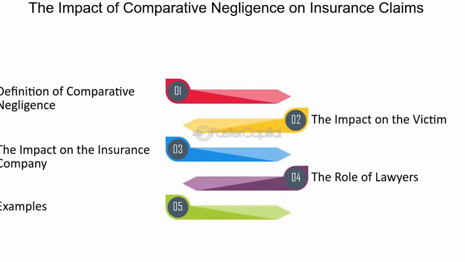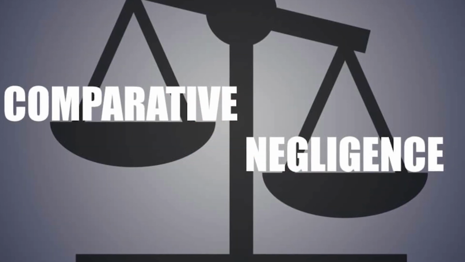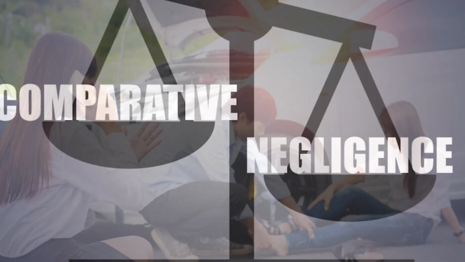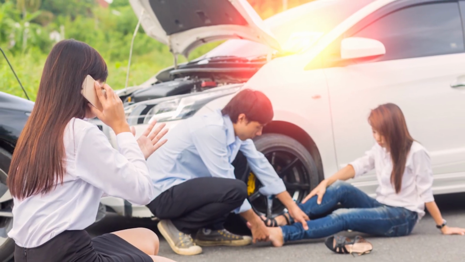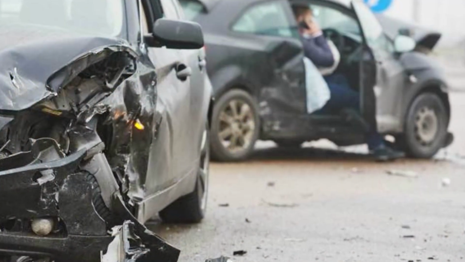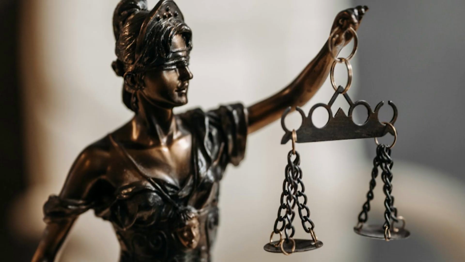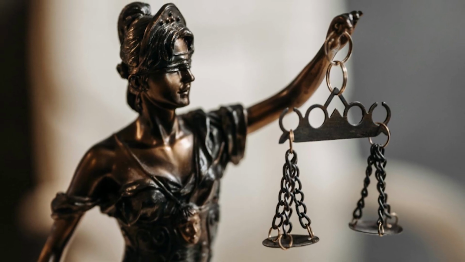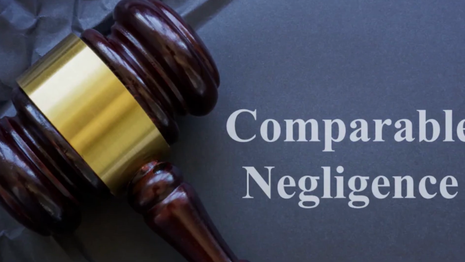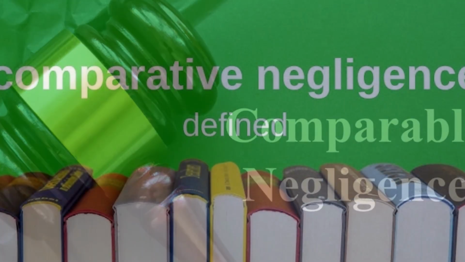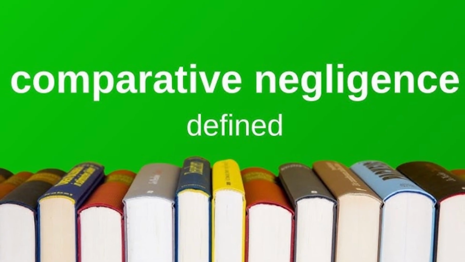Comparative negligence can apply to many different types of personal injury cases. In car accidents, for example, you might be partially at fault if you were distracted, speeding, or failing to signal, even if the other driver made a bigger mistake. In slip and fall cases, you could be assigned some fault if you were not watching where you were walking, even if the property owner failed to maintain safe conditions. The same concept can apply in workplace injury claims or even in medical malpractice cases.